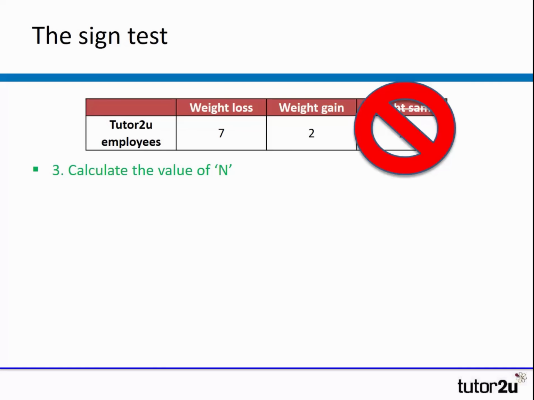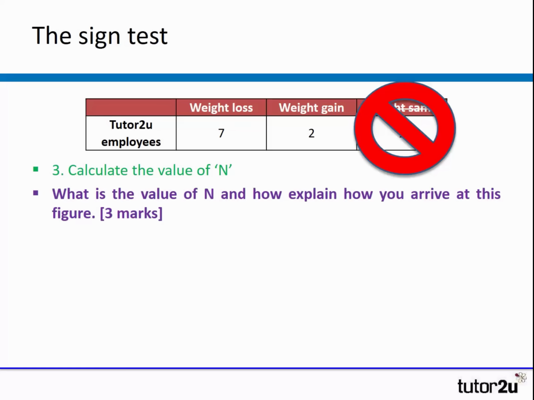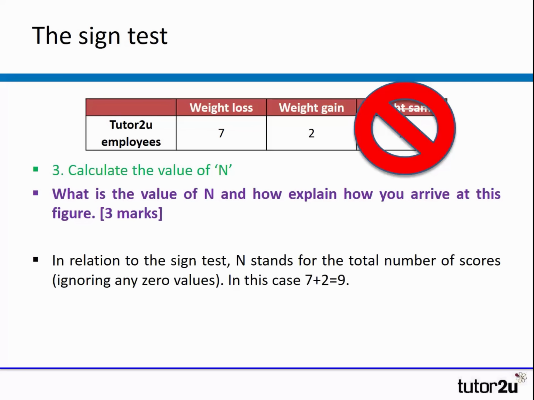Moving on, they might ask you to calculate the value of N. So you might get a question along the lines of what is the value of N, and how might you arrive at this figure? And that could be maybe for 2 marks or for 3 marks. Now, in relation to the sign test, N stands really for the total number of participants there are.